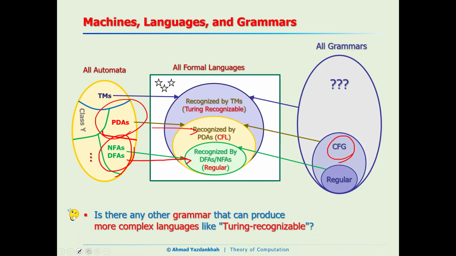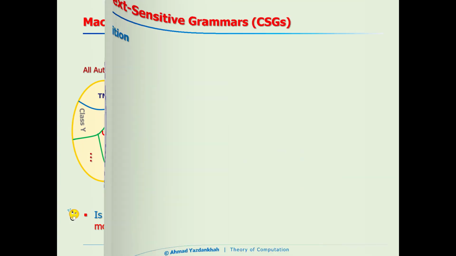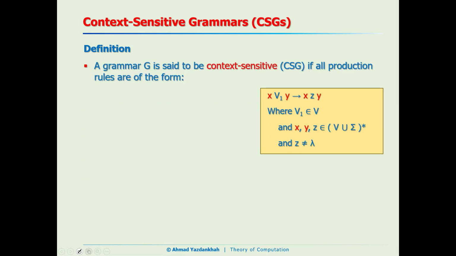Now, the question is, what kind of grammar will represent Turing recognizable languages? Very interesting, right? To answer this question, we would need to introduce two more types of grammars. The first one is called context sensitive grammar.